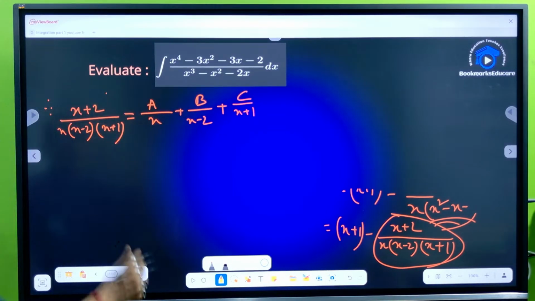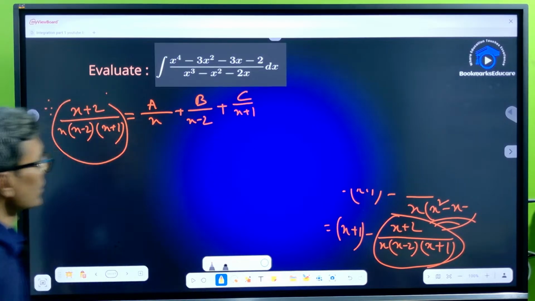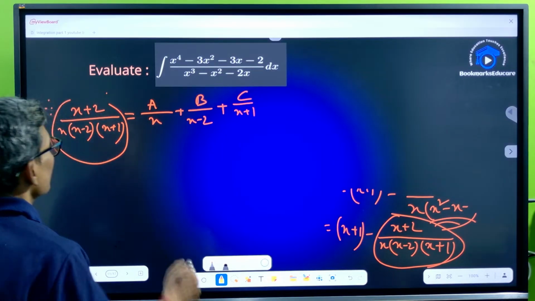So we can split this fraction into this. So this is known as partial fraction.